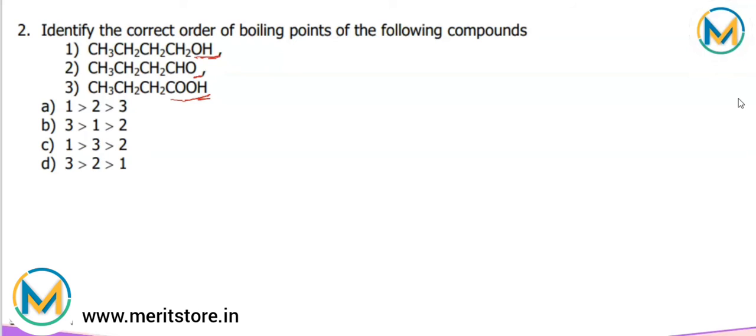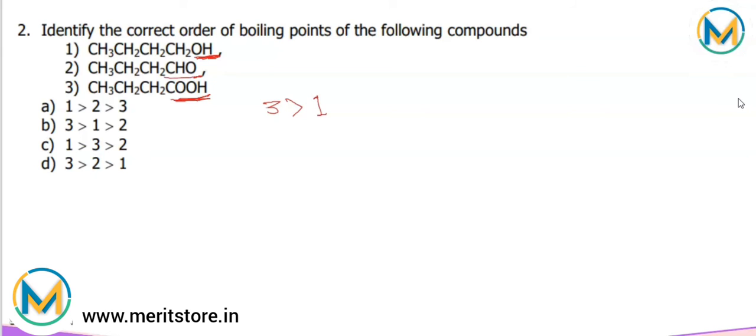The COOH group shows strong hydrogen bonding, so it also forms a dimer and has a higher boiling point than the OH group. So now how will we do the arrangement? If the carboxylic acid shows the higher boiling point, it is 3 higher. Then the alcohol also makes hydrogen bonding, so it's 1.